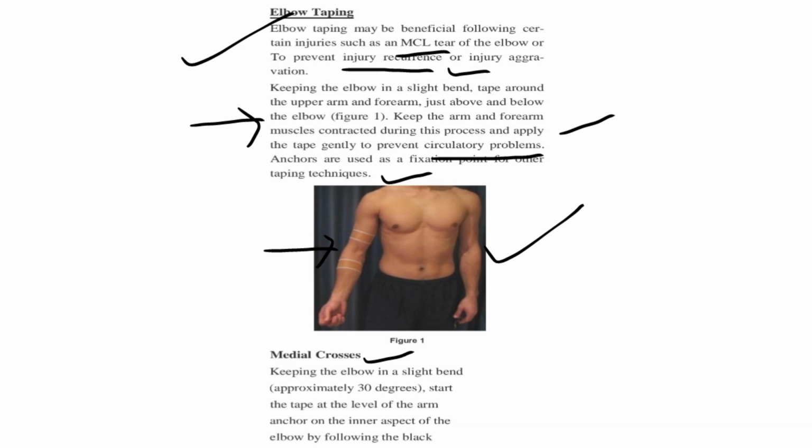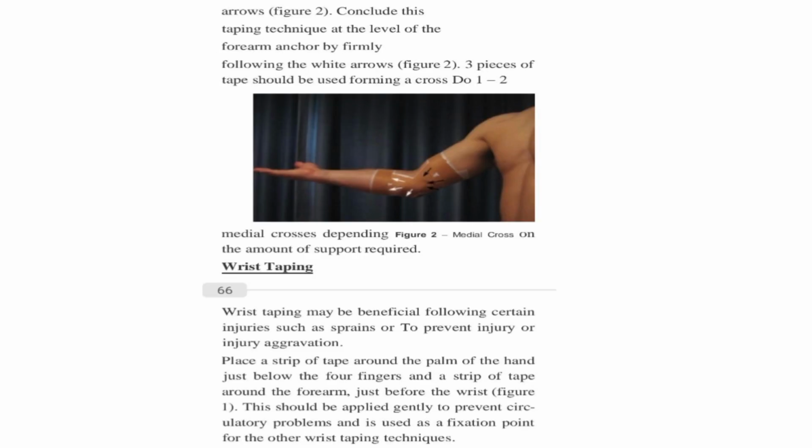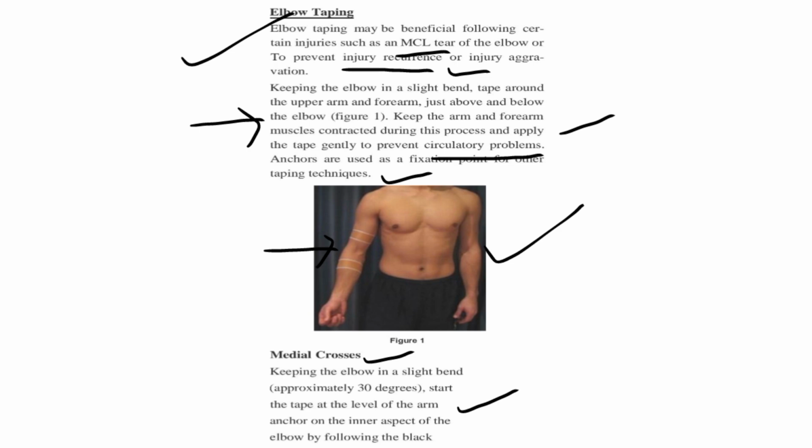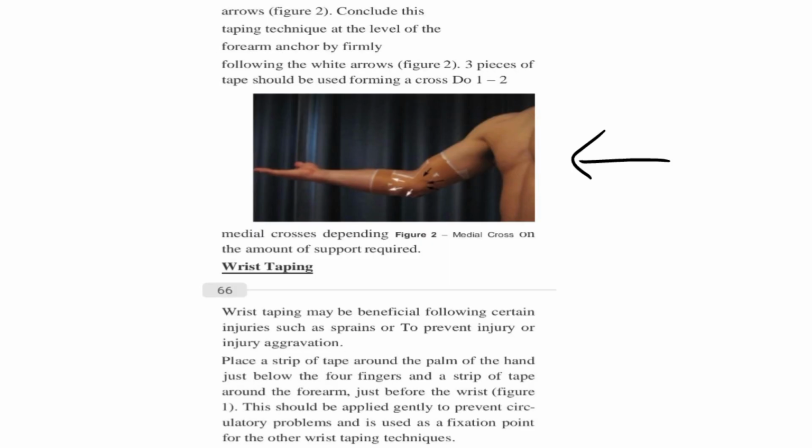Next is the medial crosses technique. Keeping the elbow in a slight bend of 30 degrees, start the tape at the level of the arm, anchor on the inner side aspect of the elbow by following the black arrows. You can see here, this is the medial crosses. Conclude this taping technique at the level of the forearm by firmly following the white arrows. Three pieces of tape should be used forming a cross. You can see here, this is the medial crosses.